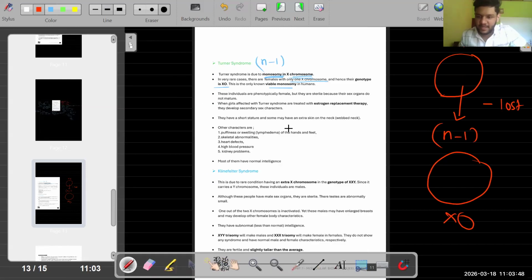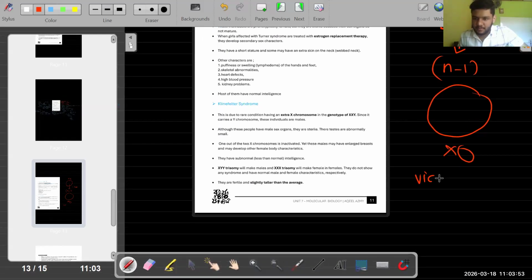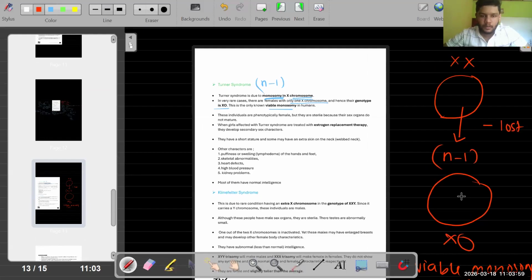So this condition where it is XO is called viable monosomy. These individuals are phenotypically female, but they are sterile. Phenotypical means when we see externally, they seem like normal females, but they are sterile. They can't reproduce because their sex organs do not mature.